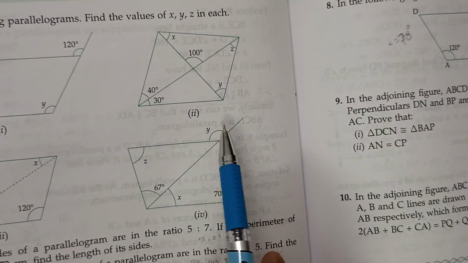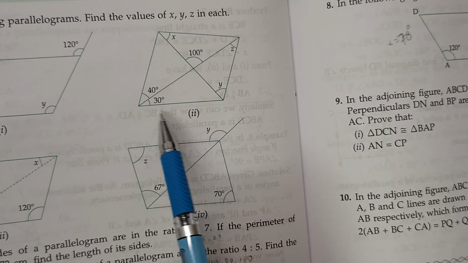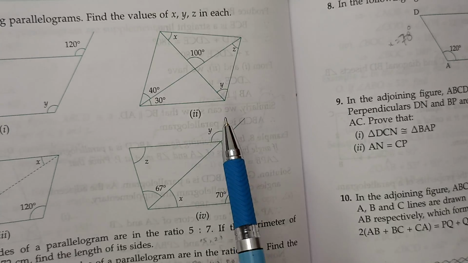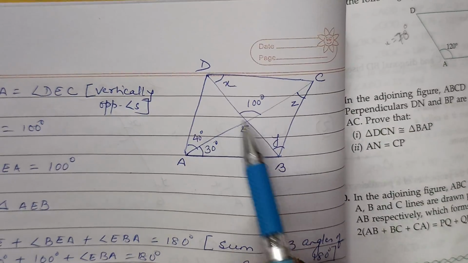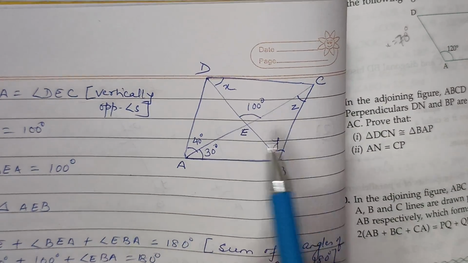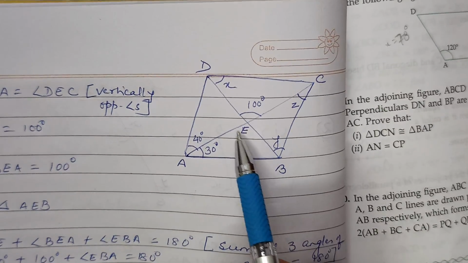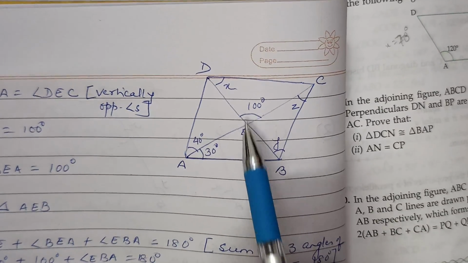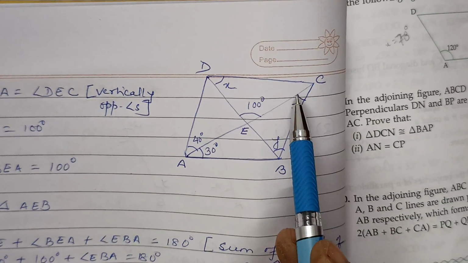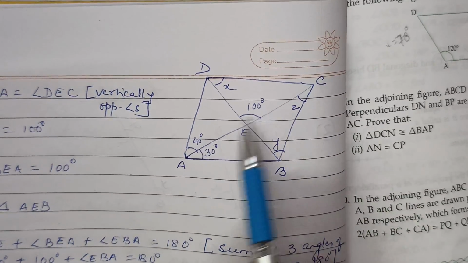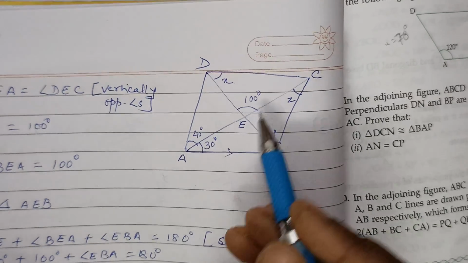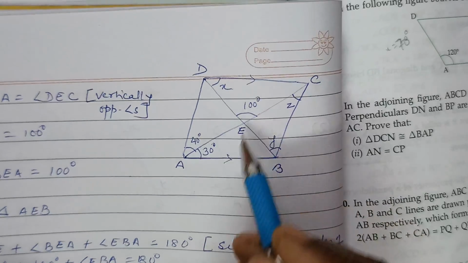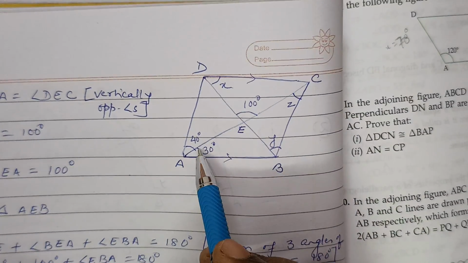Now the second part of the same question. Here again, this is a parallelogram. We have to find out x, y and z. So let us again name it as A, B, C, D, E. Here angle DEC is given as 100 degree. So this angle BEA will also be equal to 100 degree, isn't it? Vertically opposite angles. Now this Z will be equal to 40 degree, alternate angles, because AB is parallel to DC. So Z is equal to 40 degree.